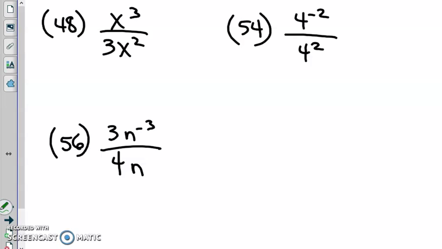So for the last one, we have 3 more problems, 48, 54, and 56. Again, we're running out of time in terms of the video, so I'm going to have you write down these problems and then turn the video back on, and I'll have the problems completed, and I'll go through them quickly with you. And these are our last 3 problems for discussion for today.